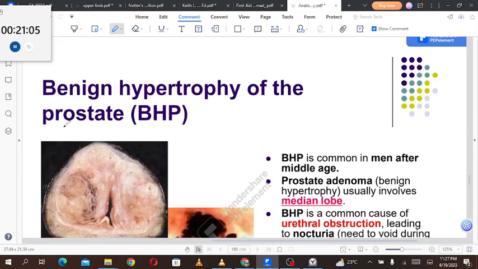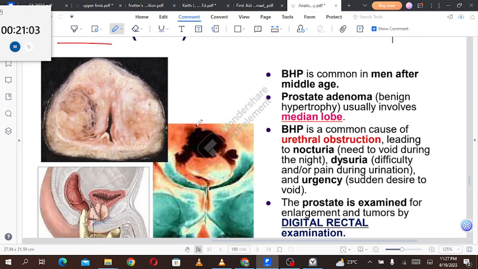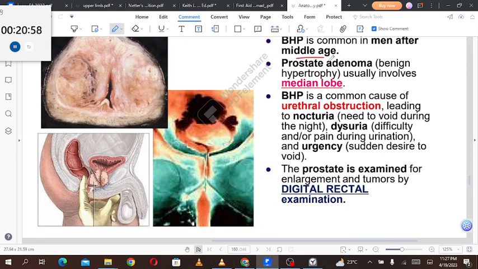What is benign prostatic hyperplasia? Benign hypertrophy of the prostate. BPH is common in men after middle age. It is very common. Prostate adenoma, benign hypertrophy, usually involves the median lobe. Benign hypertrophic prostate or benign prostatic hyperplasia is a common cause of urethral obstruction leading to nocturia, the need to void during the night, dysuria, difficulty and or pain during urination, and urgency, a sudden desire to void.